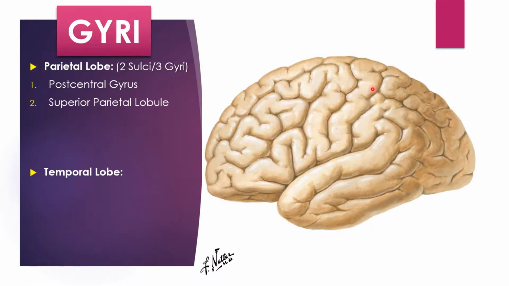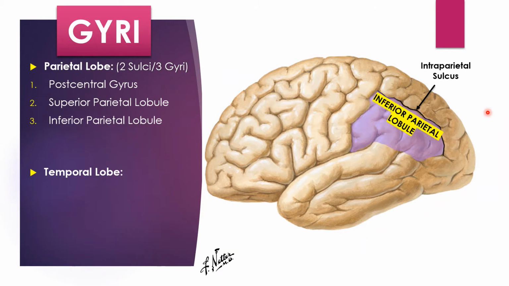Now for the superior parietal lobule, we know that there was an intraparietal sulcus running from the midpoint of the postcentral sulcus. The lobule superior to the intraparietal sulcus will be the superior parietal lobule, or gyrus, we can also say. The part of the parietal lobe inferior to the intraparietal sulcus will be the inferior parietal lobule.